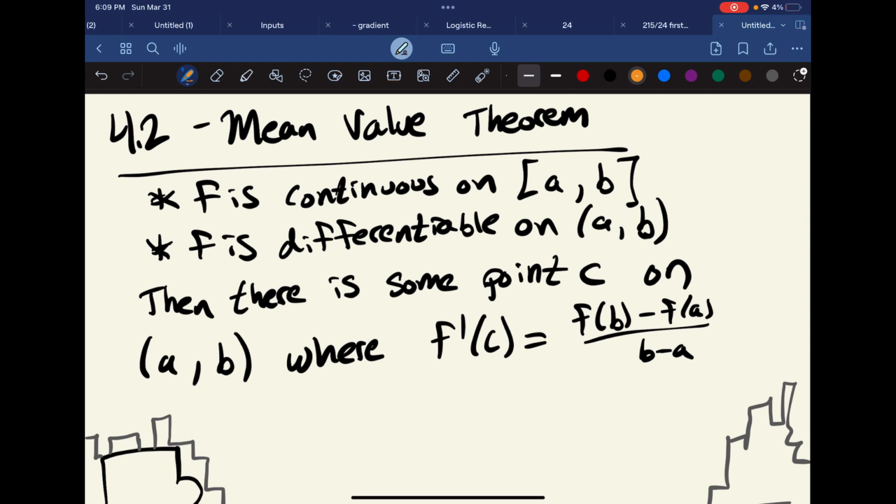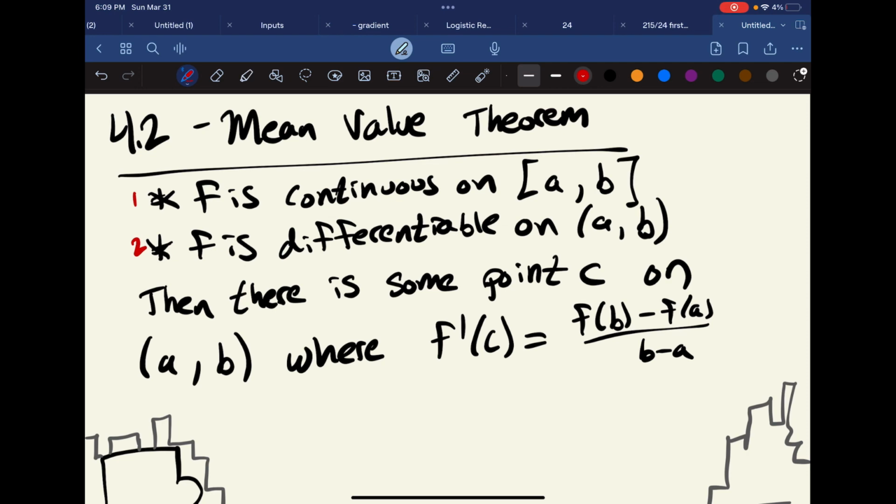Starting with the mean value theorem, you have two conditions that you need to specify first. You have to be continuous on the closed interval a to b and differentiable on the open interval a to b. These MVT problems can pop up a lot in multiple choice sections. Just knowing the definition of the MVT is usually a really good thing to know ahead of the exam.